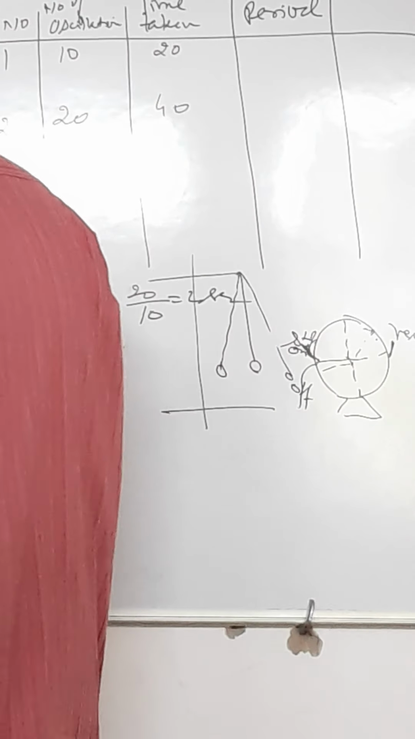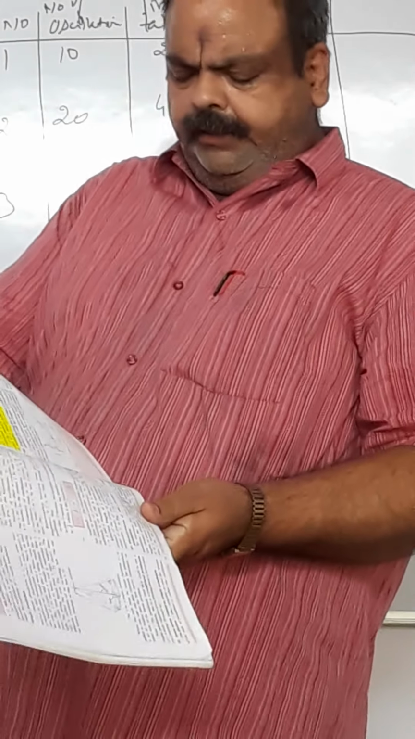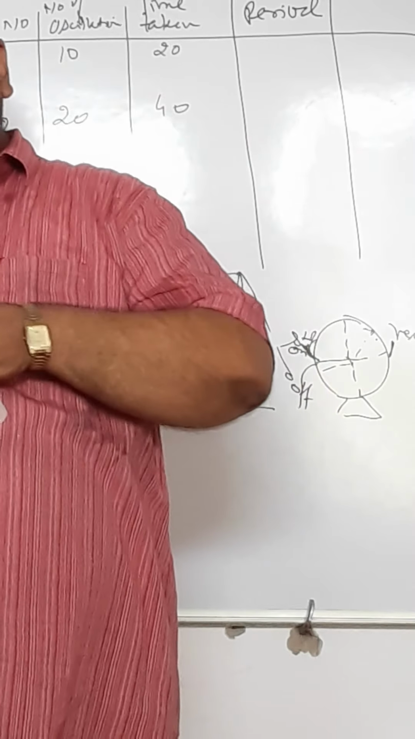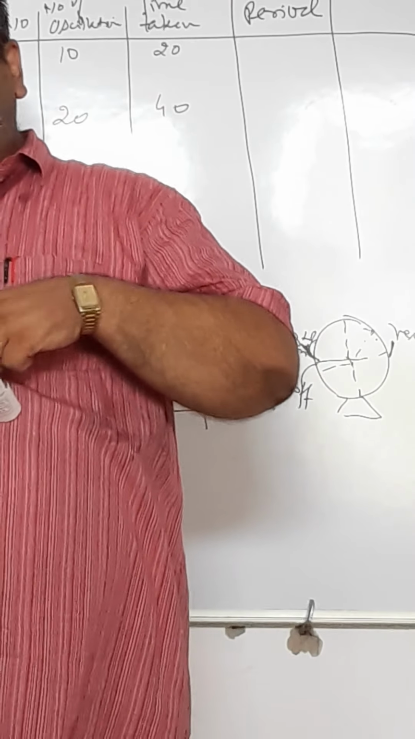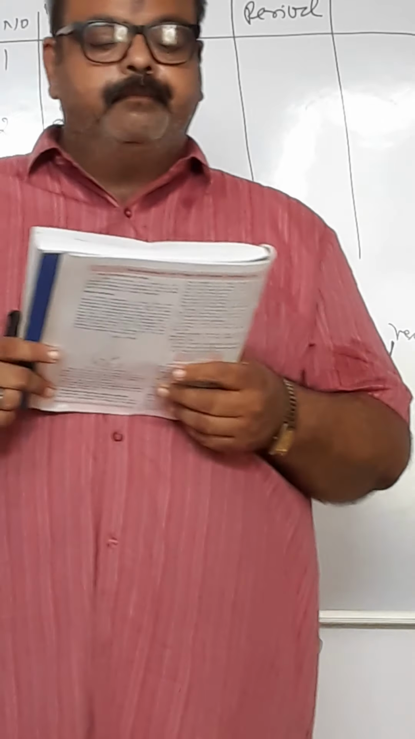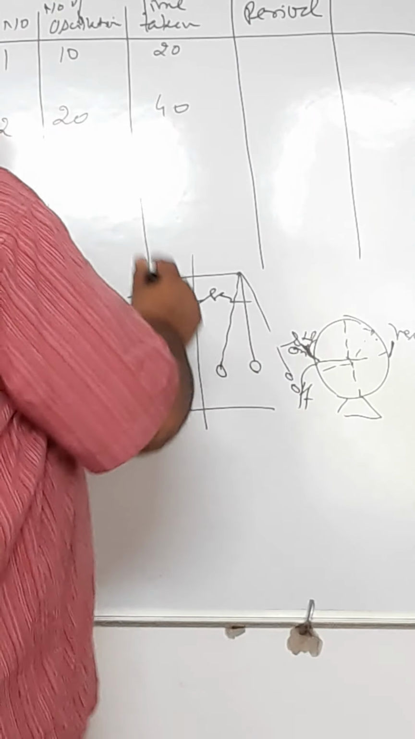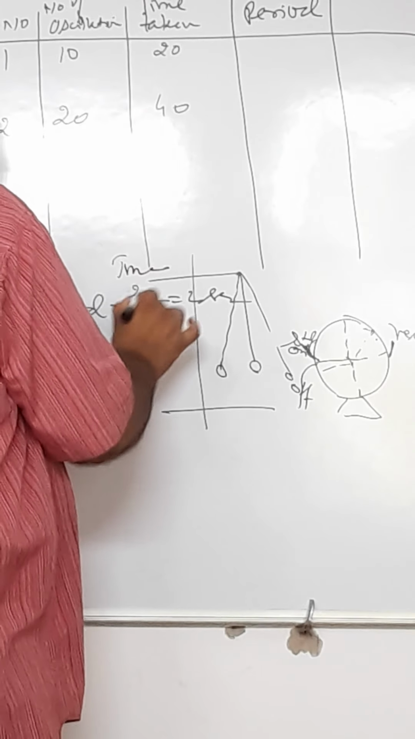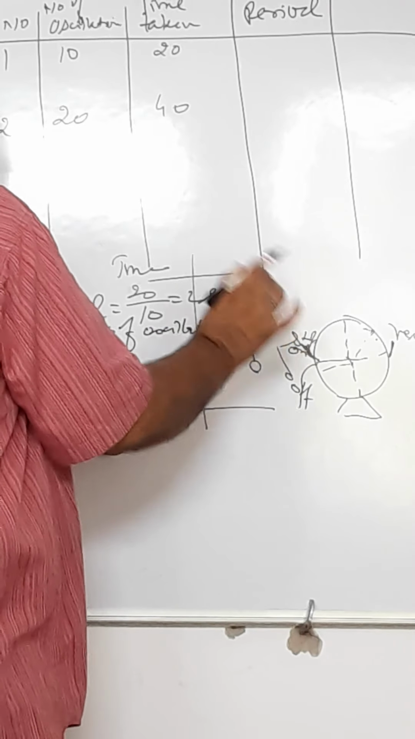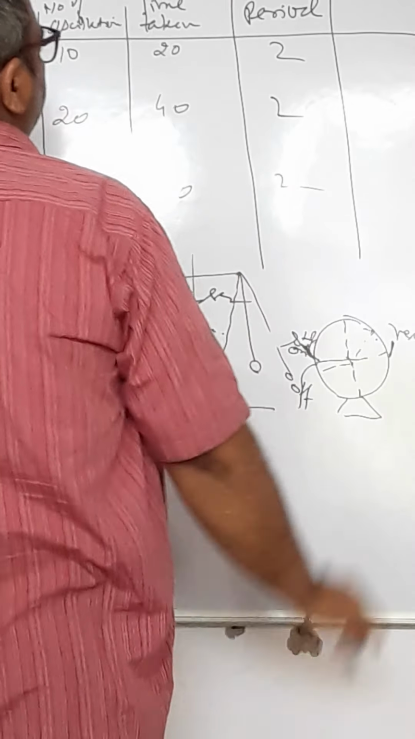Calculate the time period. After this, please open your book on page number 23. After calculating the time period, we take the time taken upon the number of oscillations. This we have done. Similarly, here 2 seconds, 2 seconds, for 30 it will be 60, 2 seconds, and so on.